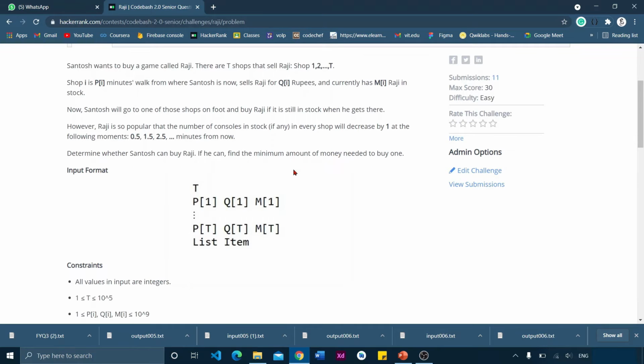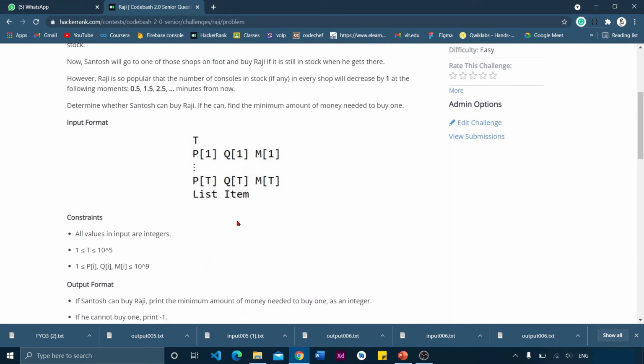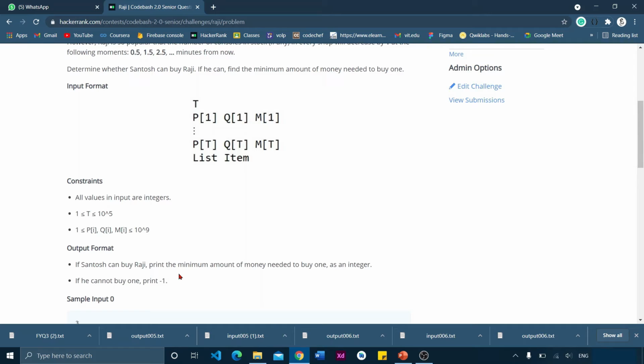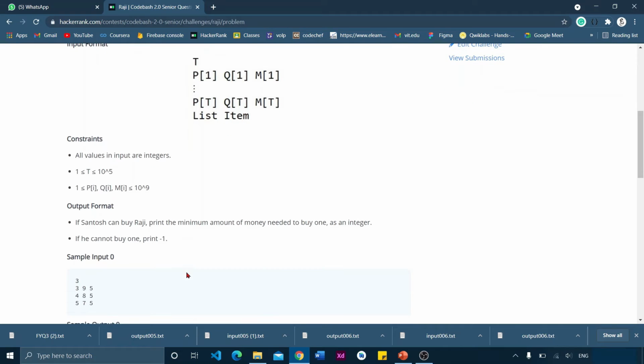The input format is as follows. The first line will contain the value of T, that is the number of shops. The next T lines will have the values of Pi, Qi and Mi for that particular shop. The output format is, if he can buy a game, the minimum amount of money he needs to buy that game, and if he cannot buy the game, we have to print -1.